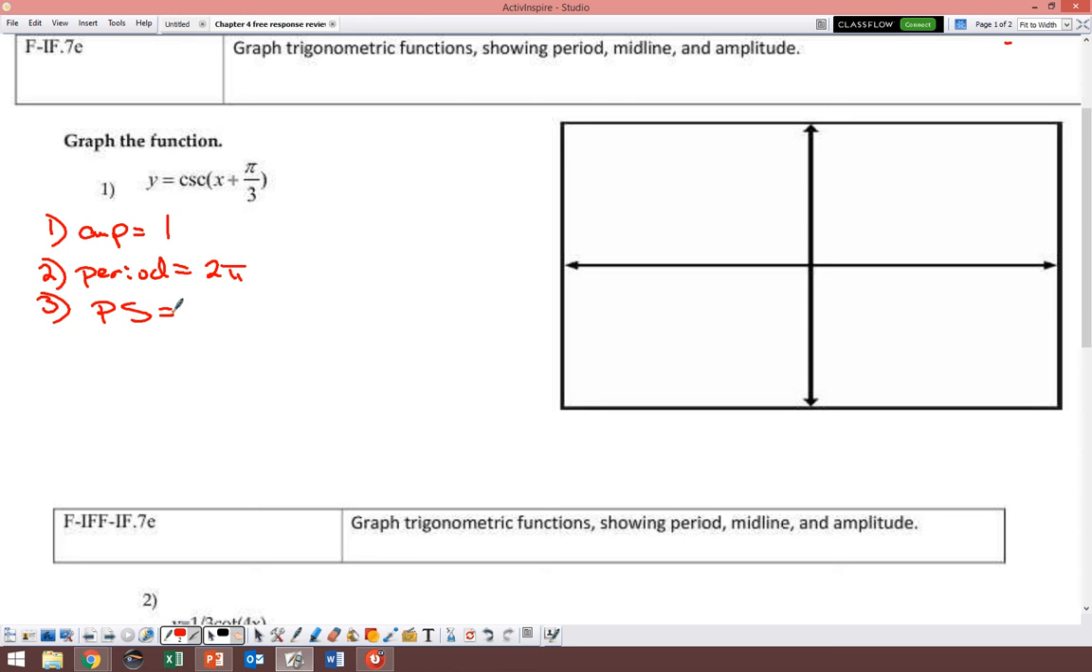Phase shift. Positive pi over 3. But the phase shift is positive, so it's going to the left, isn't it? Okay, good. And then we have next one, 4. Vertical shift. What do we have? We got what? None. There is no vertical shift here. Right? No vertical shift. Step 5.